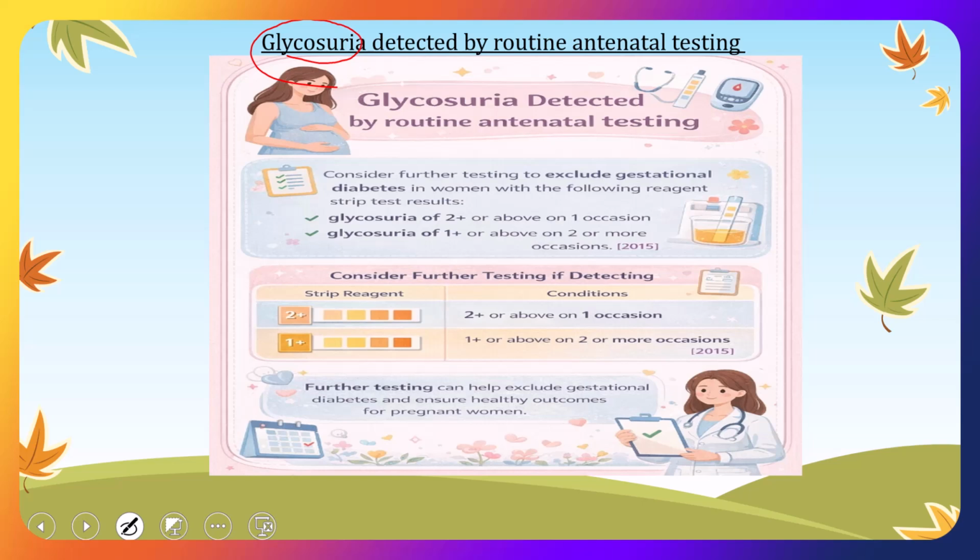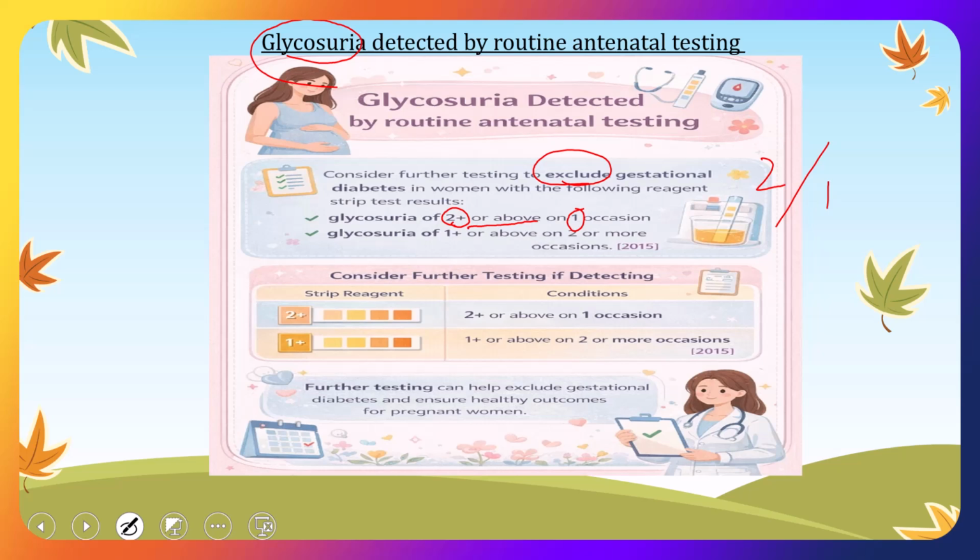So now we have to consider further testing to exclude gestational diabetes in women with the following reagent strip test results. So what are those results? If glycosuria of 2 plus or above is present on one occasion, you have to screen that patient for gestational diabetes mellitus.